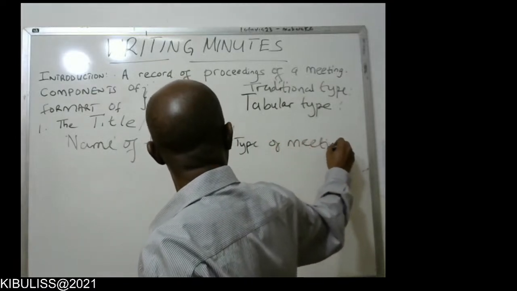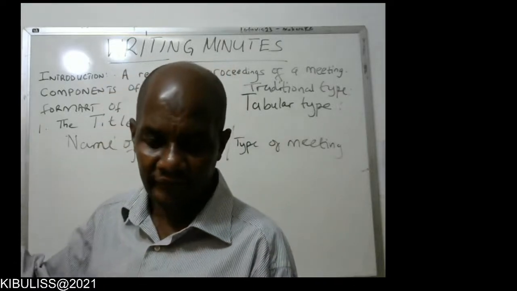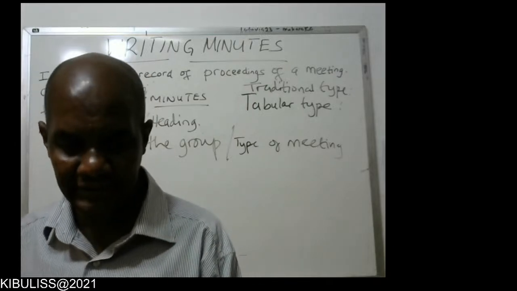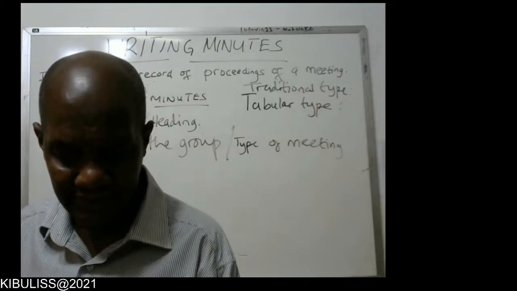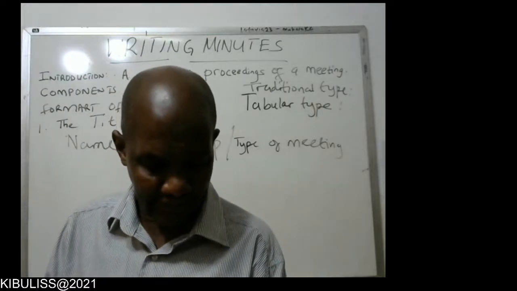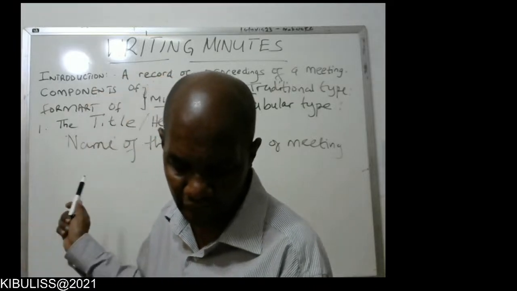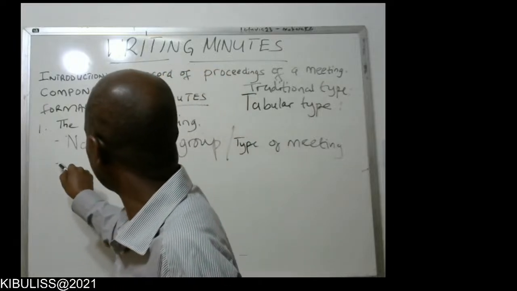What do I mean here? When I talk of the name of a group, it might be, let's say, Senior 4 Candidates Meeting. That is the group. It might be Chibuli SS Staff Meeting. That is the group. It might be Senior 1 German Students Meeting. So that is what we mean by the name of group or organization or type of meeting.